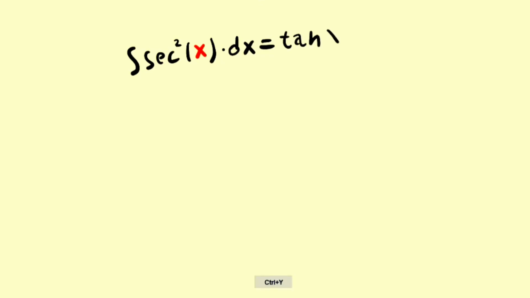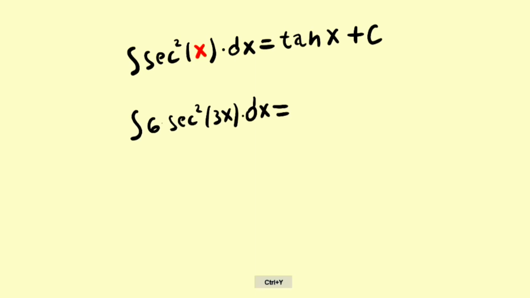Now, what is the antiderivative of secant squared dx? The derivative of tangent is secant squared, so the antiderivative of secant squared is simply tangent x. So, if we want to find the antiderivative of 6 secant squared 3x, this is going to be 6 times tangent 3x, but divided by 3, plus c, which becomes 2 tangent 3x, plus c.